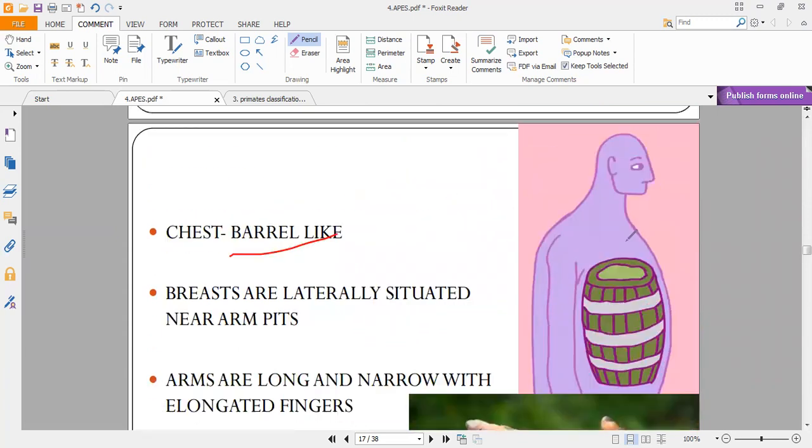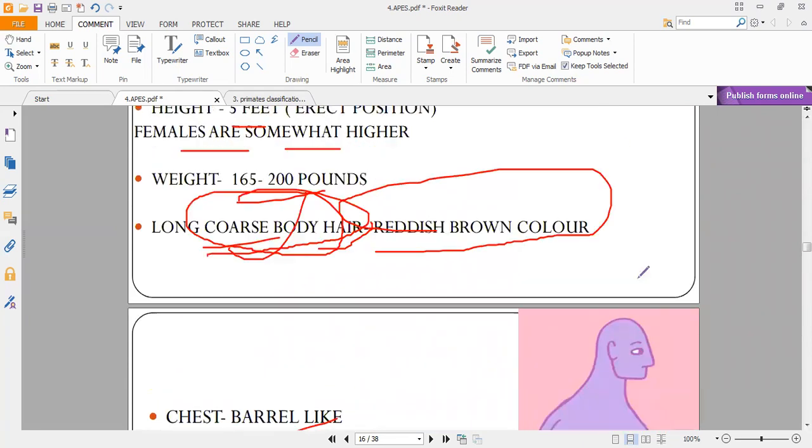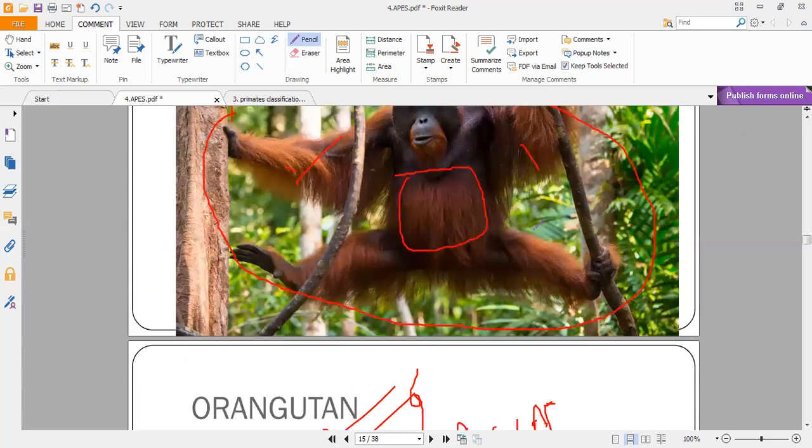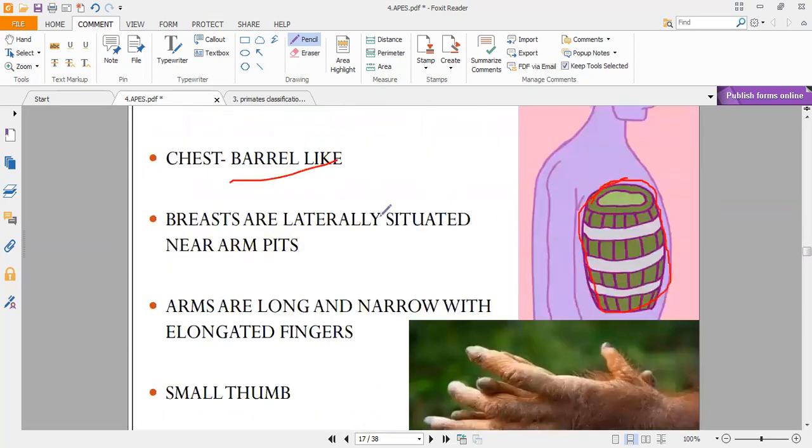Barrel-like means this is how barrel-like features look. It seems like we have fitted one barrel-like structure within the stomach up to the chest area. If you observe here, it also looks like a barrel-like structure. And breasts are laterally situated near the armpits.